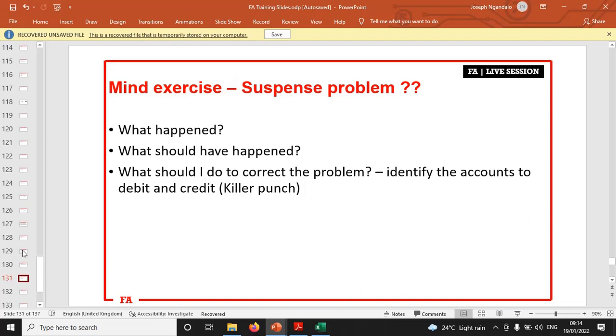Let's now look at this. The mind exercise is sorting out the suspense problem. When we are faced with a suspense account problem, we need to ask ourselves questions. That's the first question: what happened? Secondly, what should have happened? Next, what should I do to correct the error? This is very good. Even in life you apply.